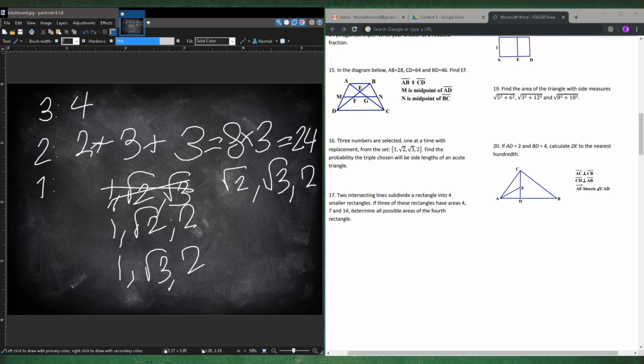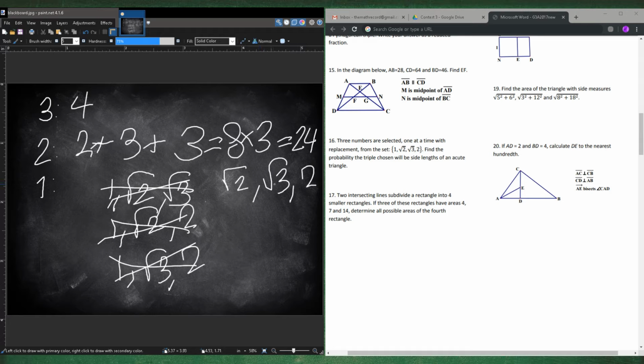1, square root 2, and 2, that's 1 plus 2 is 3, and 2 squared is 4. So this is going to be obtuse, so this doesn't work. 1, 3, and 4, that's a right triangle, so that doesn't work. And square root 2, square root 3, and 2, that gets 5, which is greater than 4. So yes, this works. So this is the only one that works.